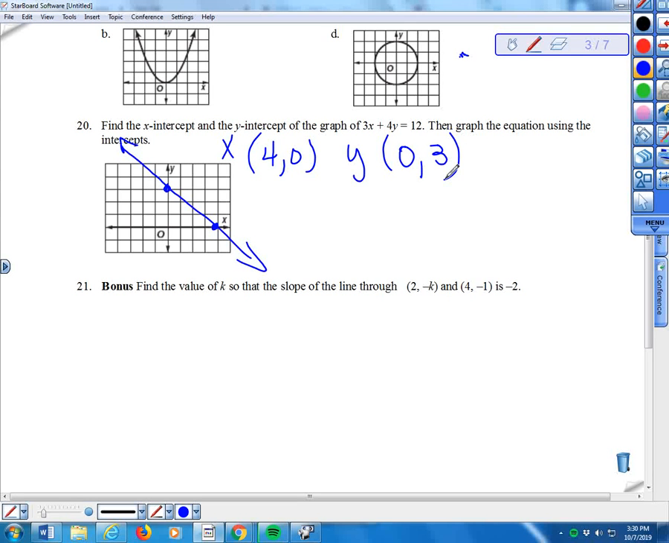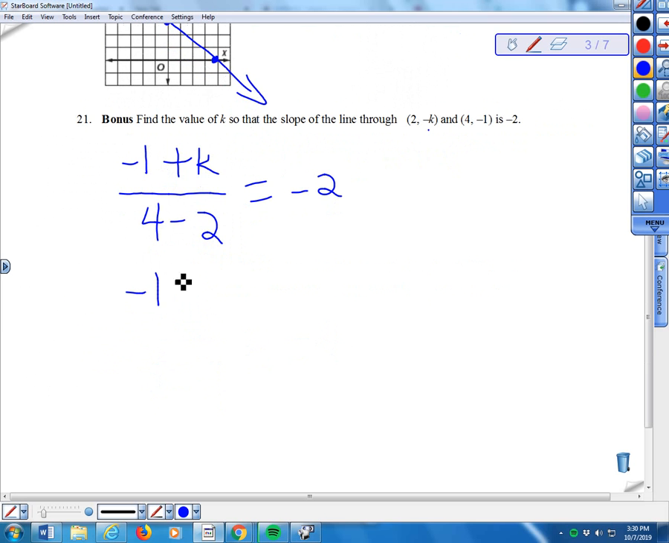Okay? Real quick, I think I still have time. Find the value of k so that the slope of the line, you had these problems on web work, right? Through (2, negative k) and (4, negative 1) is negative 2. So to find the slope of a line, y2 minus y1, right? Does everybody see that? Negative 1 minus negative k is negative 1 plus k, over x2 minus x1, and that's equal to negative 2. Okay, so now I've got negative 1 plus k over 2 equals negative 2.